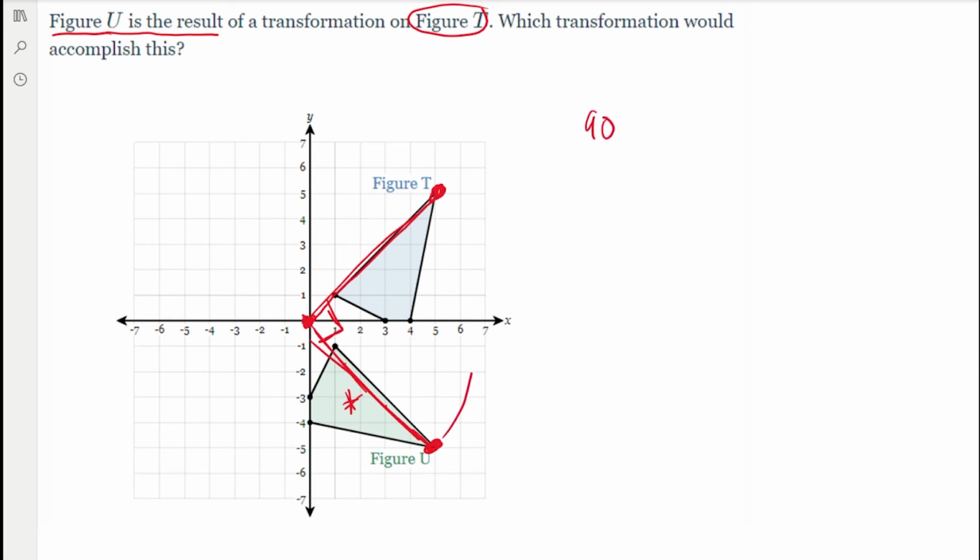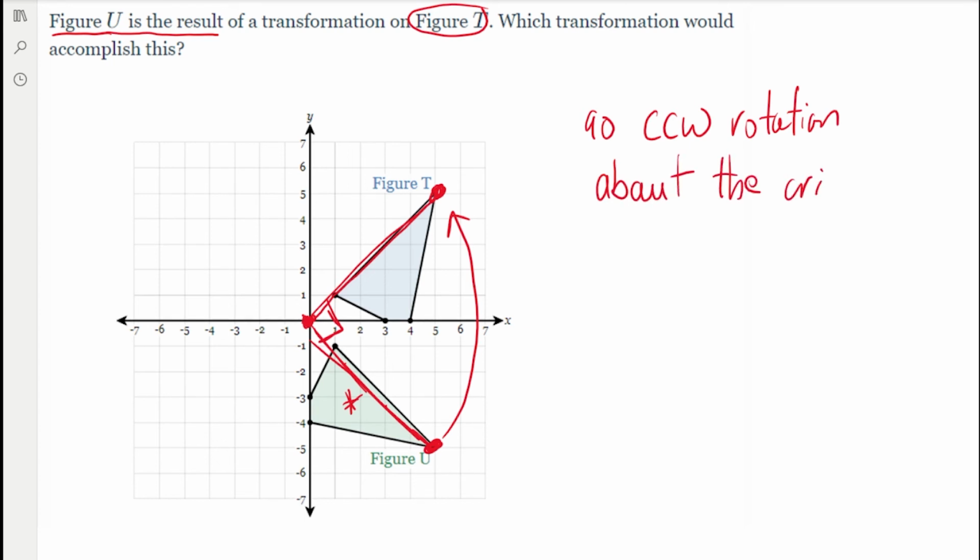Let's see what direction I went in here. 90 degrees counterclockwise. I'm just going to put CCW, counterclockwise rotation. And don't forget to say about the origin. Sometimes it's about a different point.